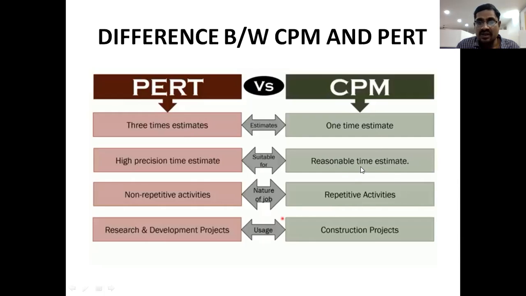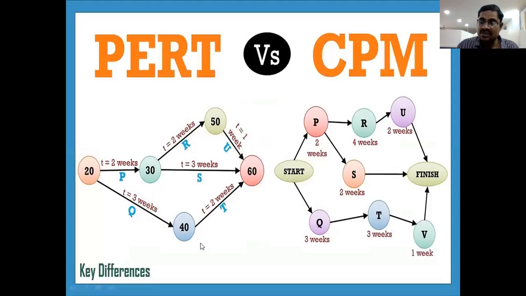So CPM is for reasonable time estimation, while PERT gives high precision time estimates. CPM is for repetitive activities like bridge construction. PERT is for non-repetitive activities, like planning and controlling of a satellite development, for example. CPM is used for construction projects, and PERT is used for research and development projects, right?